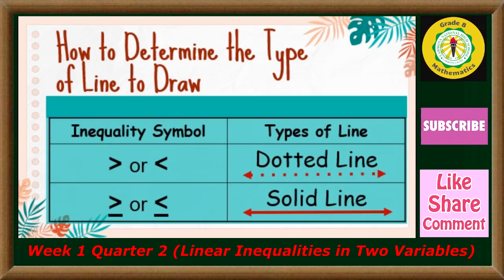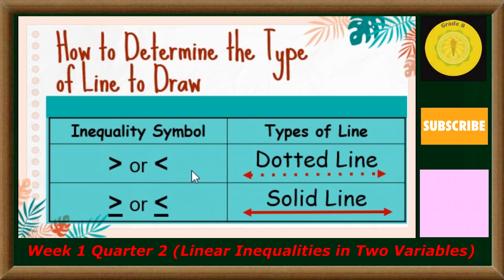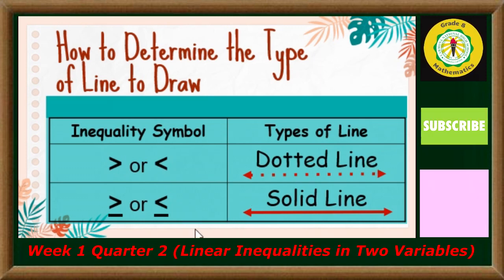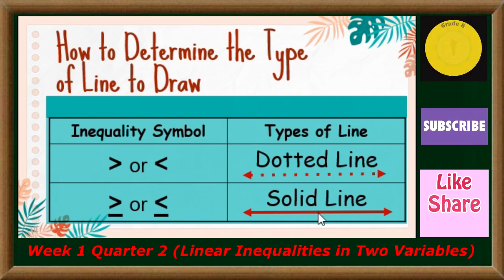Now I have here a table for you to easily understand. So when the symbol in our given inequality is greater than or less than, we will use a dotted line. So when you see the symbol greater than or equal to or less than or equal to in our given inequality, we will use a solid line. Remember that, class.